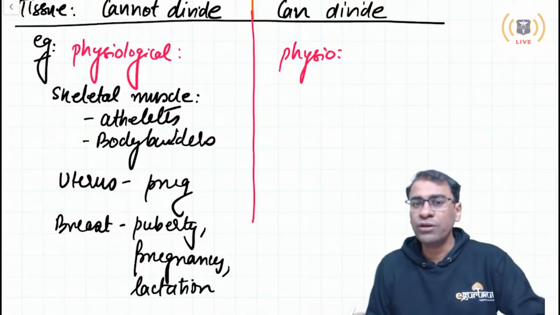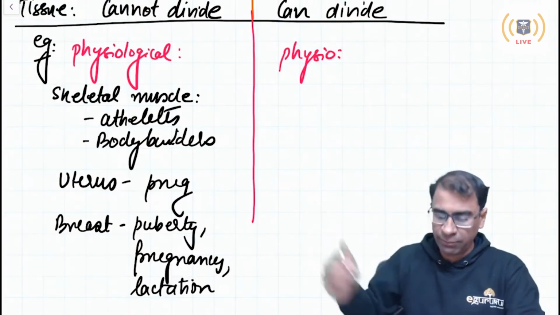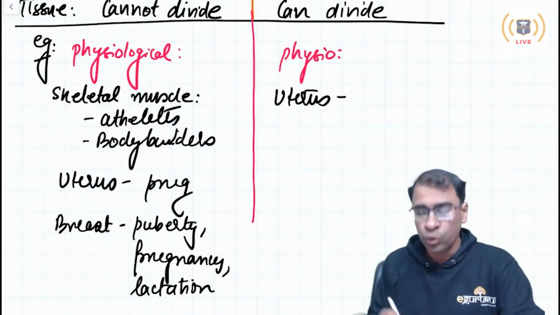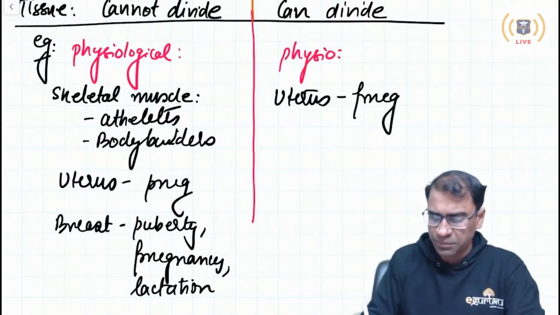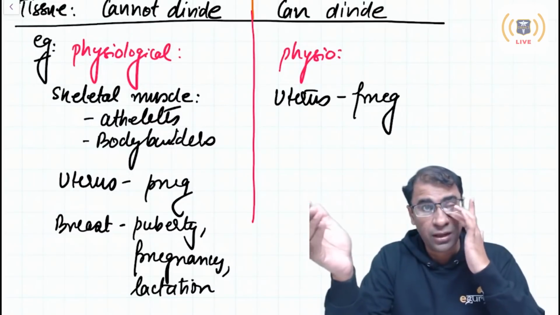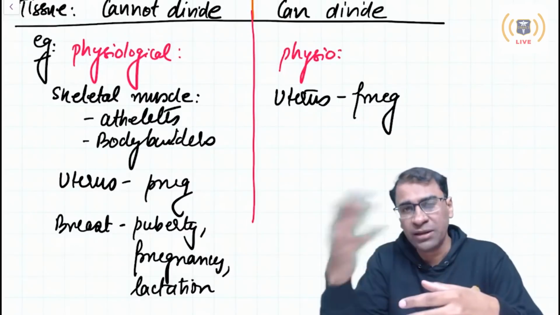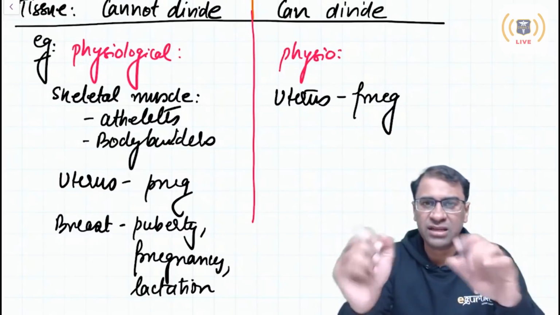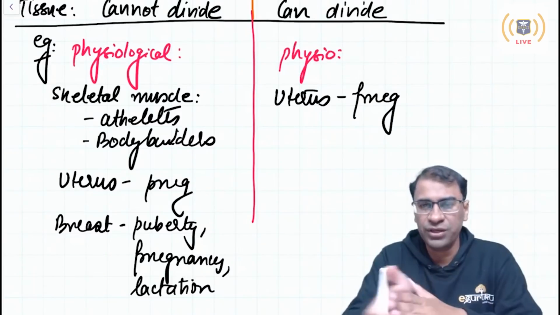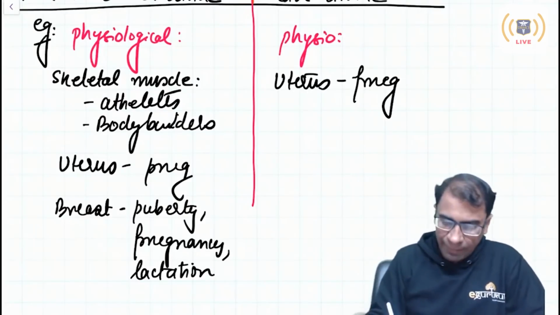Okay. Now we move to the physiological examples in hyperplasia. Here comes the example of uterus again. Uterus in pregnancy. Sometimes students get confused. You are telling uterus in pregnancy as an example of hypertrophy, and now you're calling that example also in hyperplasia. So where to put it? My answer is both of them. Uterus in pregnancy goes into both hypertrophy and hyperplasia.